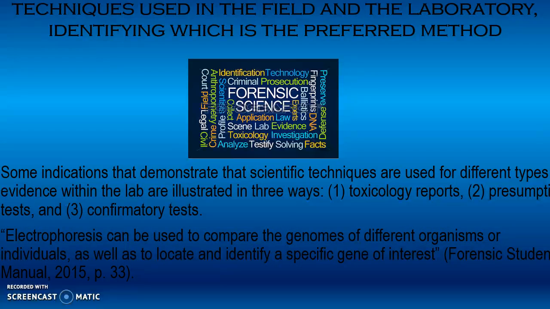Techniques used in the field and the laboratory, identifying which is the preferred method. Some indications that demonstrate that scientific techniques are used for different types of evidence within the lab are illustrated in 3 ways. 1. Toxicology reports, 2. Presumptive tests, and 3. Confirmatory tests. Electrophoresis can be used to compare the genomes of different organisms or individuals as well as to locate and identify a specific gene of interest.